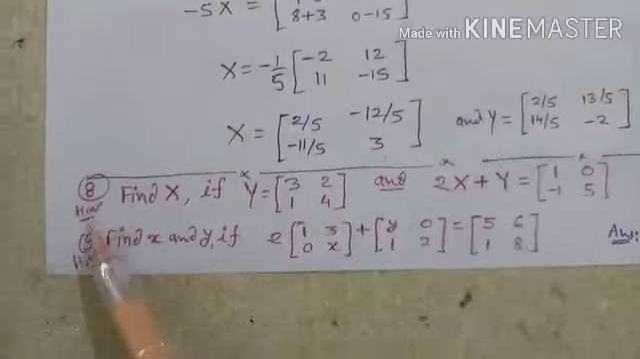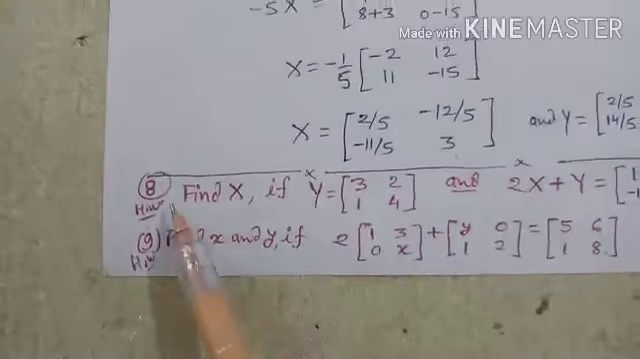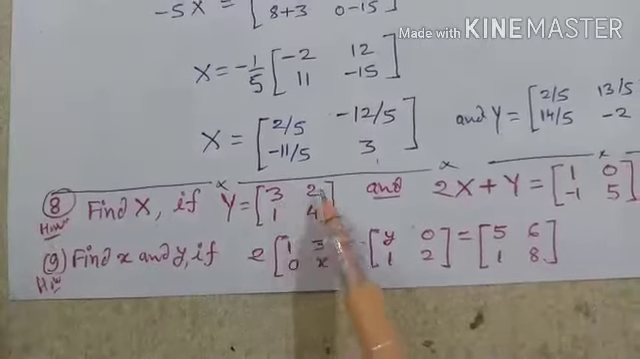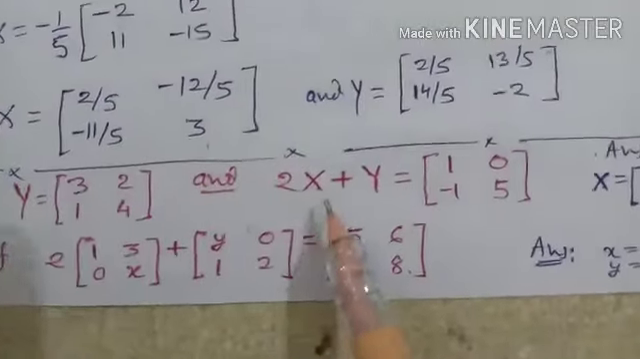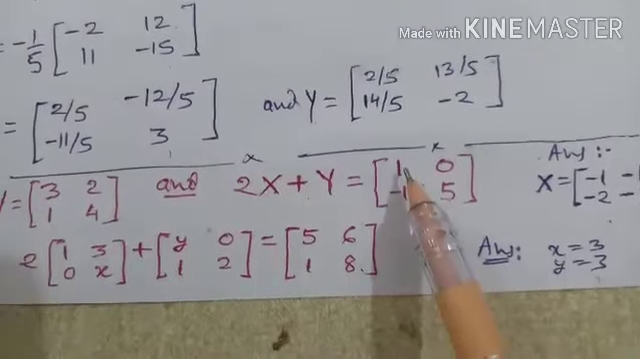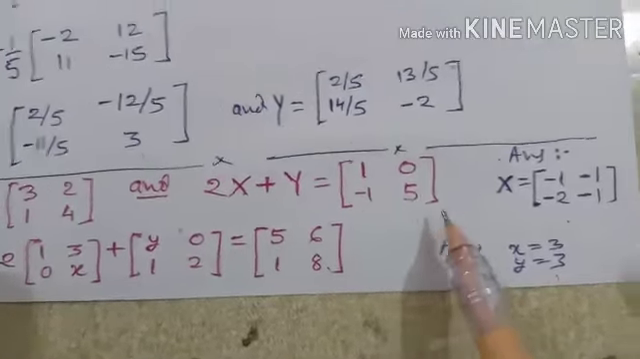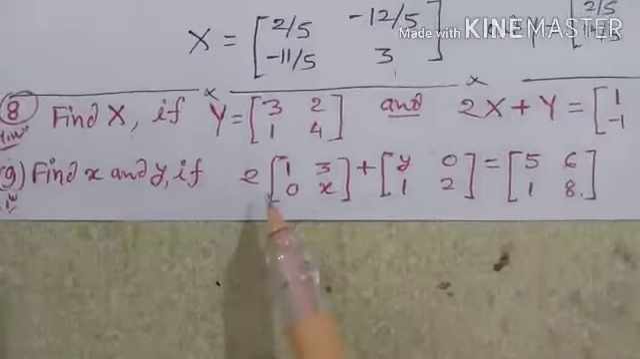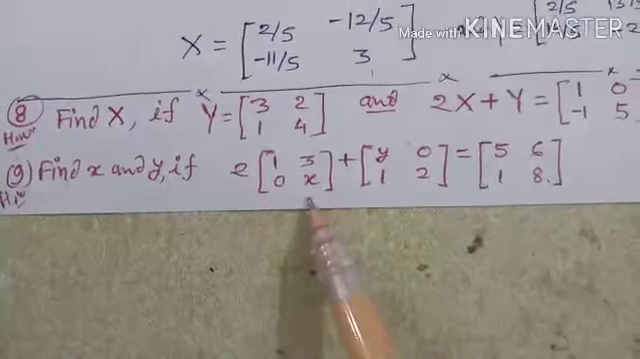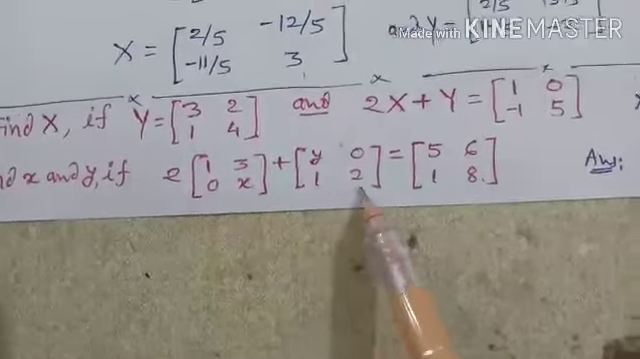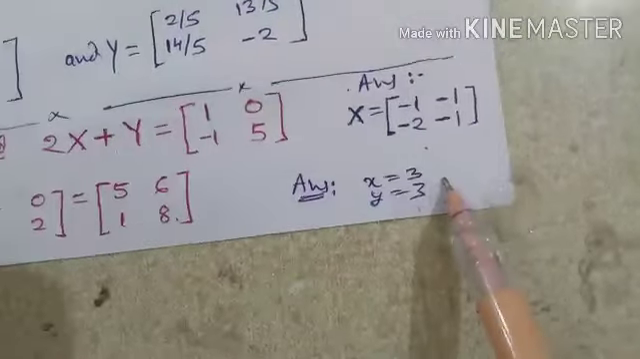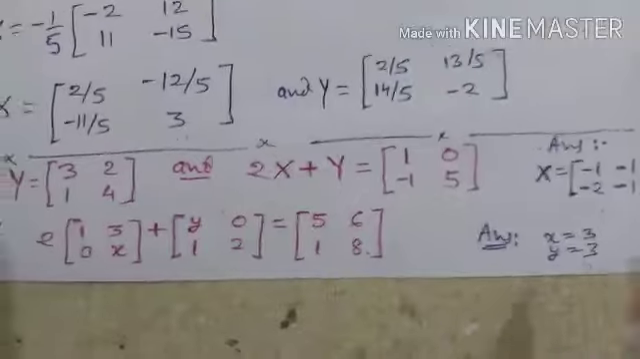Now question number 8 and question number 9 are homework for you. In question number 8, find the matrix X if matrix Y is equal to [3, 2, 1, 4] and 2X plus Y is equal to [1, 0, -1, 5]. And the answer is here. And one more question, question number 9: find x and y, small x and small y, if 2 times the matrix [1, 3, 0, x] plus y times [0, 1, 2] equals the right side [5, 6, 1, 8], and the answer is x equals 3 and y also 3. So best of luck.